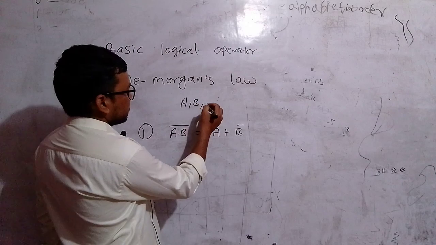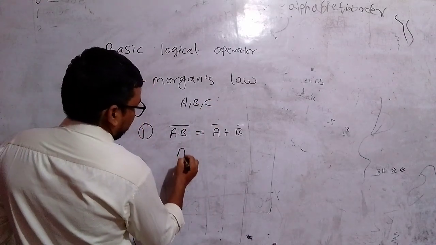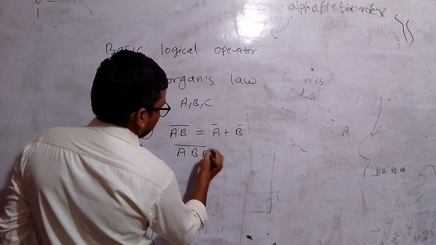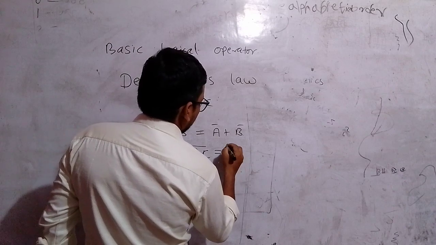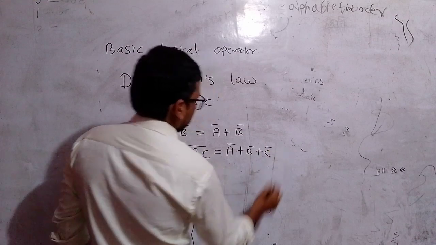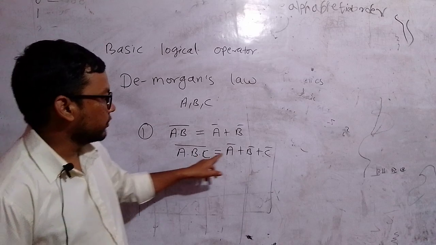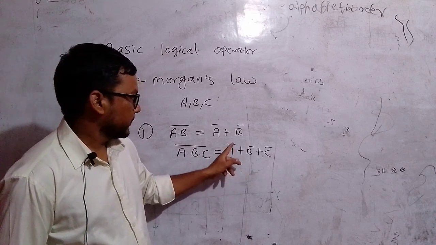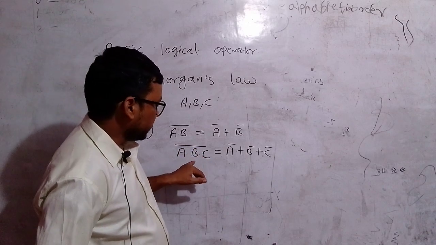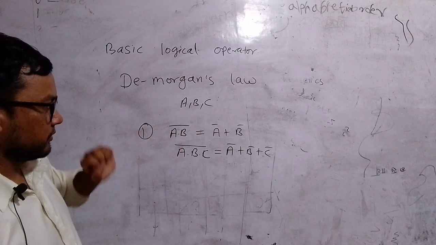Now, if there are three terms, A, B, C, what would be the expression? The complement of the product of each term is equal to the sum of the complement of each term. Now, we can convert this AND gate to an OR gate by using the NOT gate. This is De Morgan's first rule.